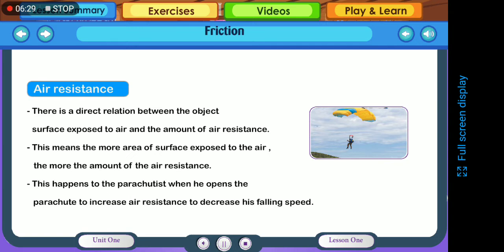This happens with parachutes. The man opens the parachute to increase air resistance, to decrease his falling speed. Give reason: the parachutist opens the parachute to increase surface area. When the surface area increases, air resistance increases, and he lands safely.